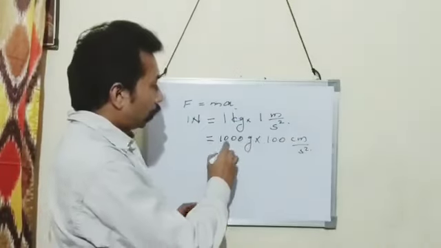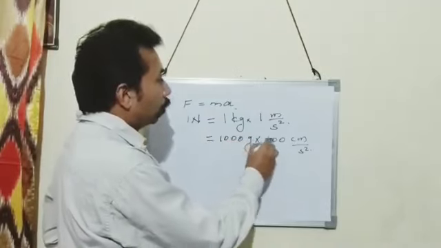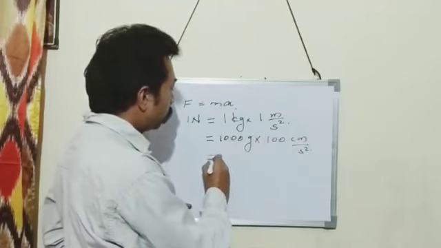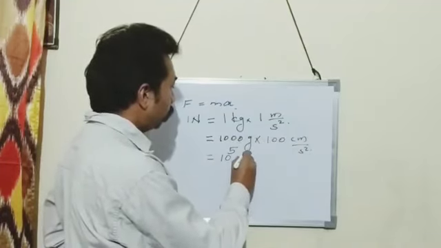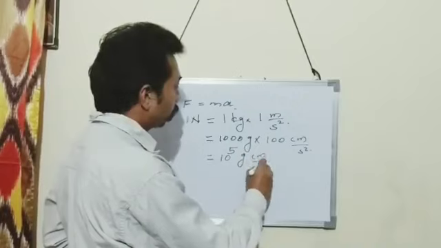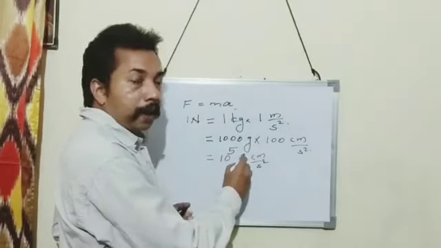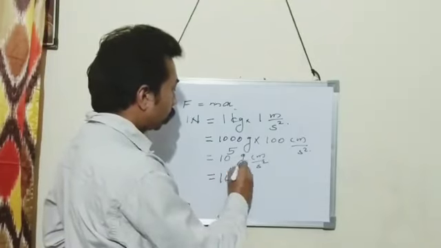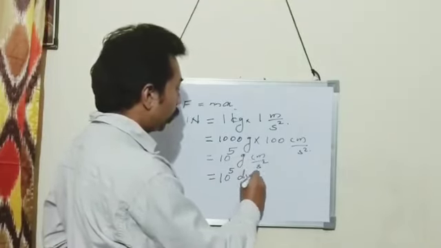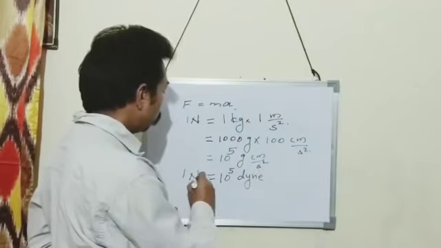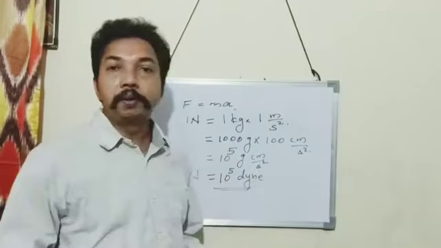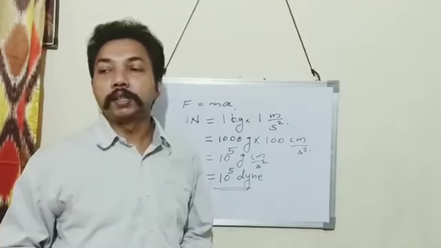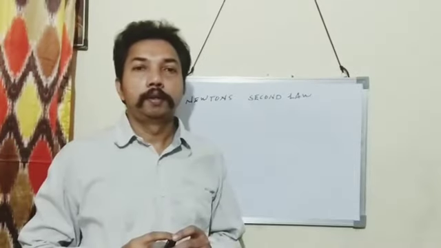So 1 Newton is equal to 1000 into 100 gram centimeter per second square. 1000 into 100 we can write as 10 to the power 5 gram centimeter per second square. Then 1 gram centimeter per second square is called dyne, so gram centimeter per second square is replaced by dyne. So 1 Newton is equal to 10 to the power 5 dyne. This is the relationship between SI and CGS units of force.